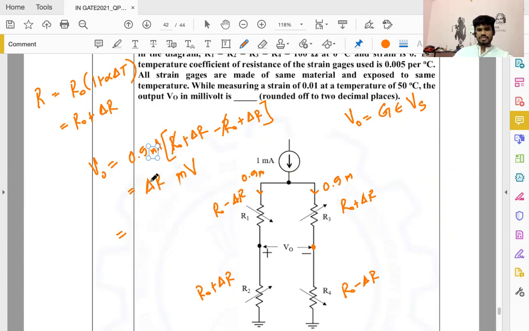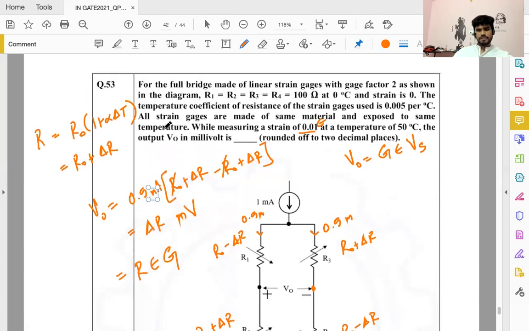Del R in millivolts, we know is del R. Use the definition of gauge factor: del R equals R times epsilon times G. Epsilon is given. Gauge factor is given. Then you have to find R. Okay, R is not 100. That is at 0 degrees. You are working at 50 degrees. This del R is the change due to strain, but R itself is different because you are working at a different temperature. So technically speaking, this is not R naught. Okay, this is R.